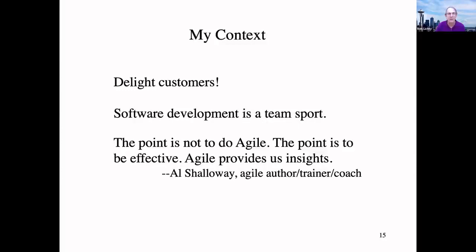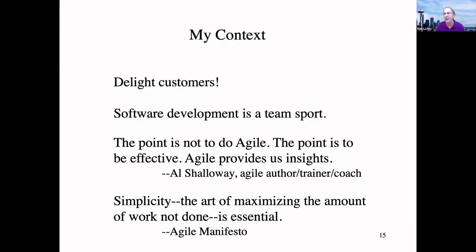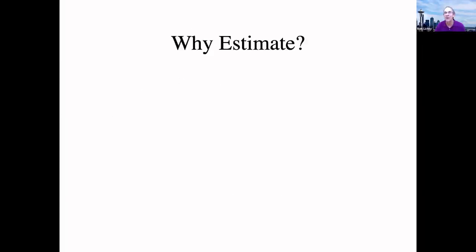Agile provides us insights. And finally, and I love this one of the 12 principles in the Agile Manifesto, simplicity: the art of maximizing the amount of work not done is essential. And so the fewest meetings that we can do, the least amount of work that we can do, maximizing the amount of waste that we don't waste is in fact what I'm looking for.